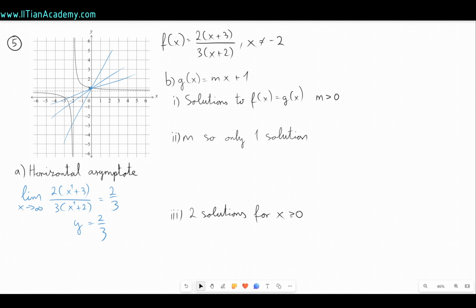And we see that however we do this, there will be two solutions because one time it will cross over here and one time it will cross this bottom graph. So these lines will always have two solutions. They will have two intersections.